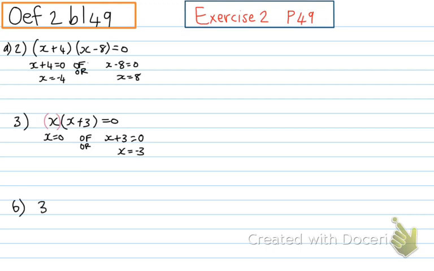Number 6. 3x(2x + 5) = 0. Okay, so I put my own brackets around 3x. I set each bracket equal to 0. 3x = 0 or 2x + 5 = 0. So it's going to be x is equal to 0 because 0 divided by 3 just stays 0. Then the 5 goes over, it becomes negative 5 and I divide by 2. So it's negative 5 over 2.